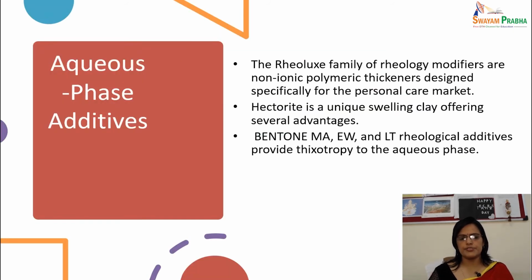Aqueous phase additives, moving on, as I said, the Rheolox family of rheology modifiers. They are non-ionic polymer thickeners designed specially for the personal care market. Hectorite is a unique swelling clay offering several advantages, and bentonite M, A, E, W and LT rheological additives provide thixotropy to the aqueous phase.